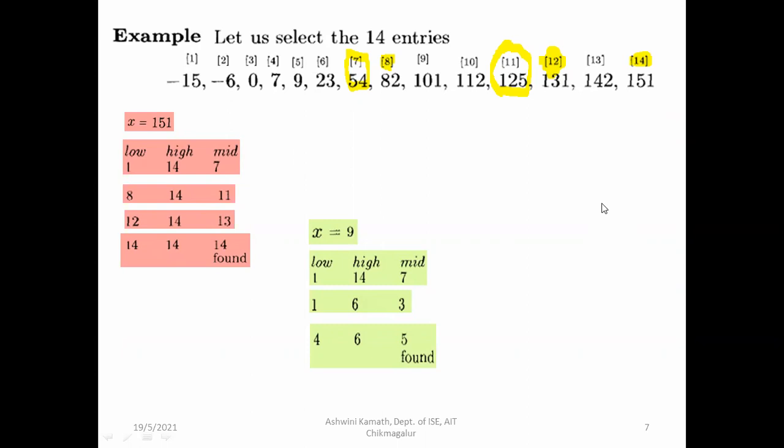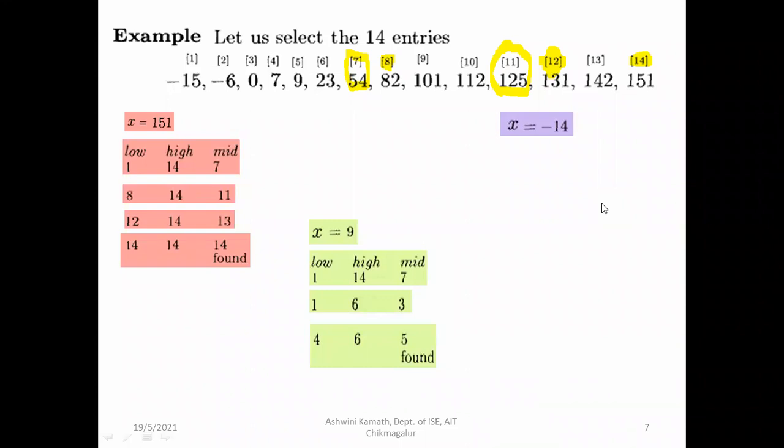So (4 plus 6) divided by 2, 10 by 2, which is equal to 5. In the fifth position, we have the element 9. So here the element will be compared and it is equal. So it is found. So only 3 comparisons. I hope you are getting this. So for the first one, 151, we had 4 comparisons. For the second example, we have got 3 comparisons. Let us consider one more.